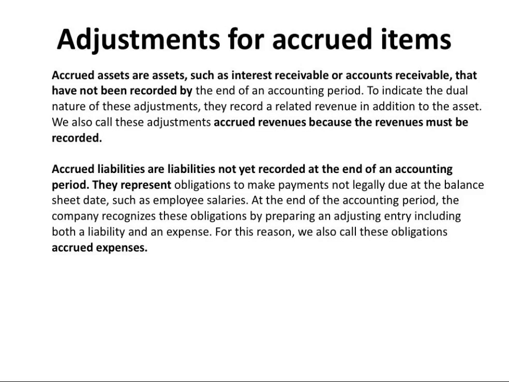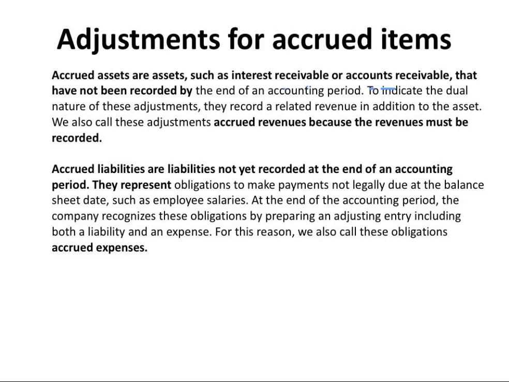Examples of adjustment for accrued items: accrued assets are assets such as interest receivable or accounts receivable that have not been recorded by the end of the accounting period. So accrued actually means incurred but not recorded. So accrued revenue is revenue I've earned but I have not recorded yet because I haven't billed the customer.